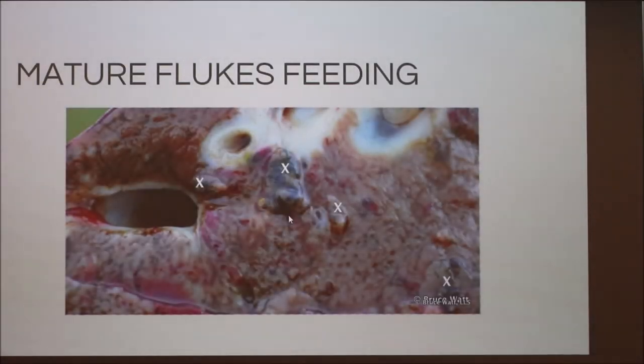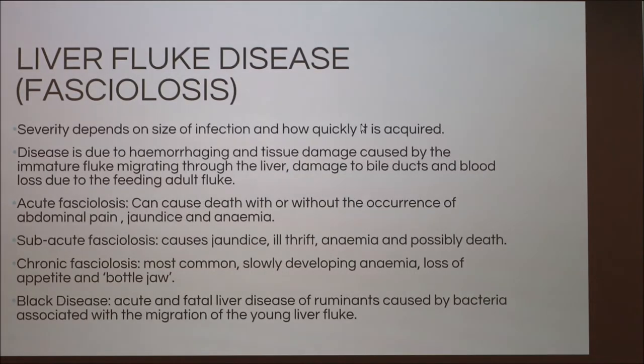So here you can see some mature flukes feeding and the damage that they've done to the tissue. Liver fluke disease is also called fasciolosis. The severity depends on the size of the infection and how quickly it's acquired. Disease is due to the hemorrhaging of tissue and tissue damage caused by immature fluke migrating through the liver, damage to the bile ducts and blood loss due to the feeding of the adult fluke.